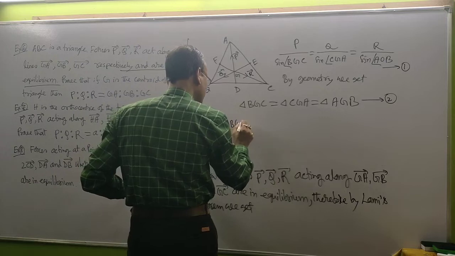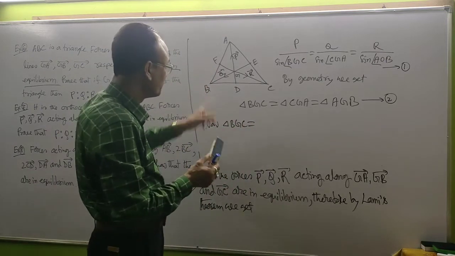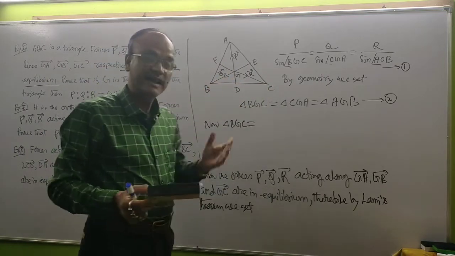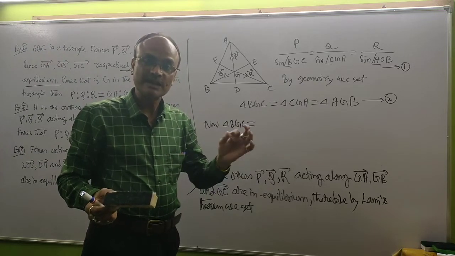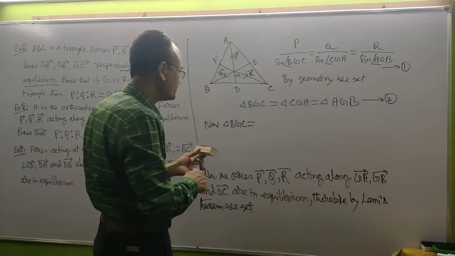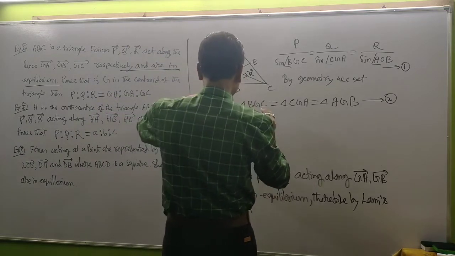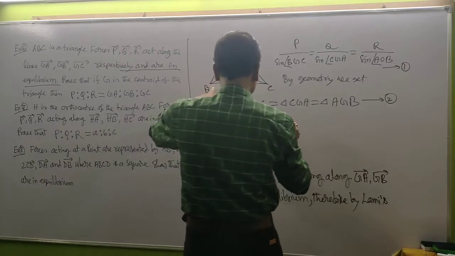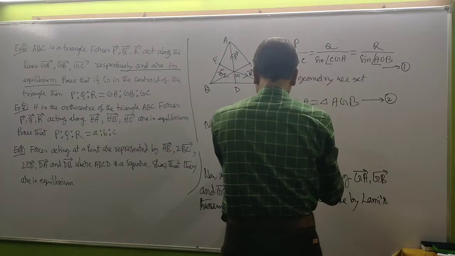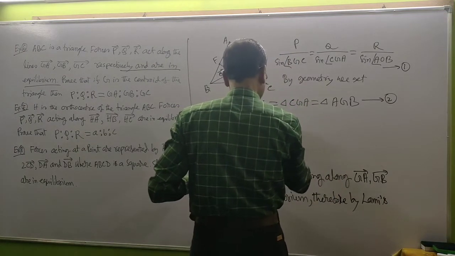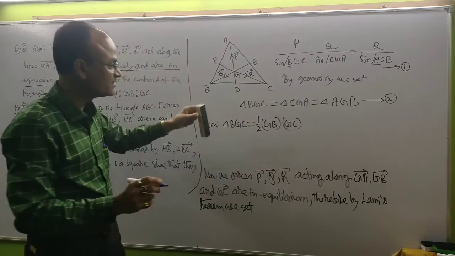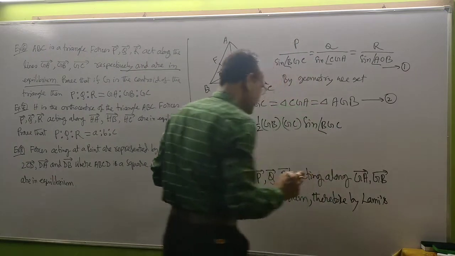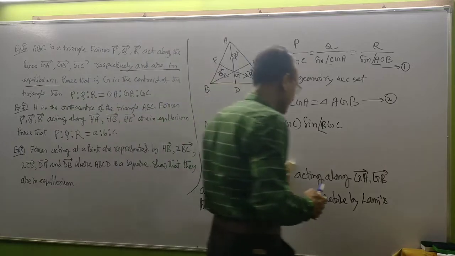Now consider this triangle BGC. The area of a triangle is equal to half into the product of any two sides, GB and GC, into the sine of the included angle. In the last class also I explained this.